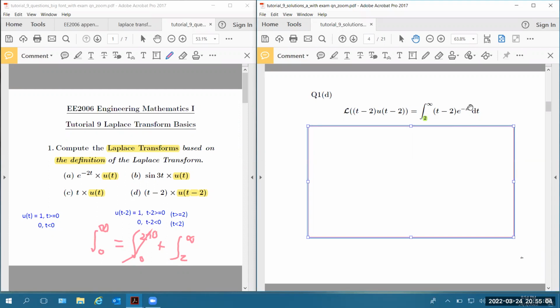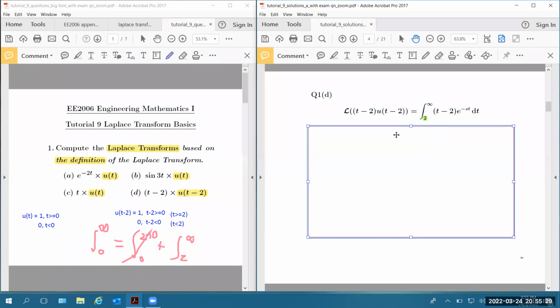Okay, then how do we integrate? Now here, t minus 2 times this, right? So, one way you can do is that you can multiply out: t times e to the power minus st, and then minus 2 times e to the power minus st. And then I think the first integral, you need to do integration by parts. All right, so then you know how to continue, right?